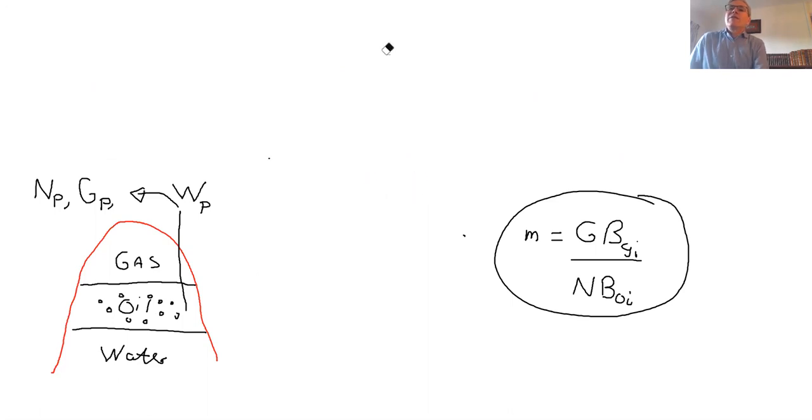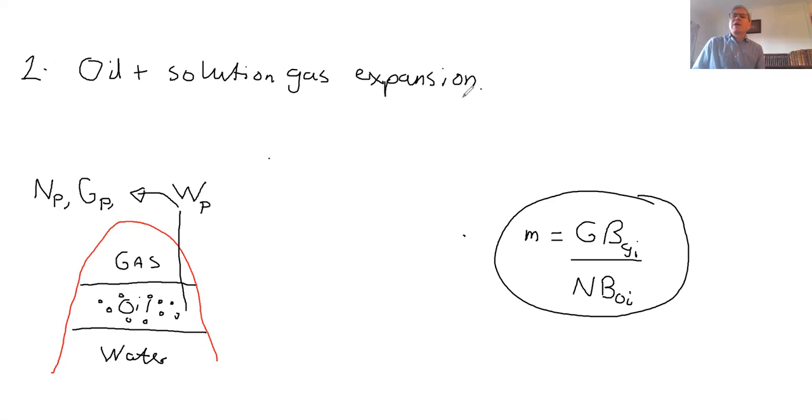Okay, so let's now go through the physics. Number one, what actually happens? We've got the oil plus solution gas. Oil and solution gas expand. We know that. The second thing is that we've got gas in the gas cap. As I drop the pressure, the gas is going to expand. The expansion of the gas either goes up through the well or pushes down into the oil. So we've got the gas cap expansion.